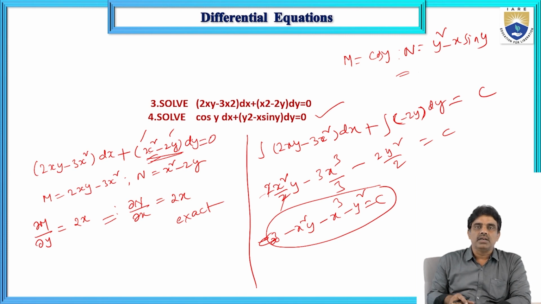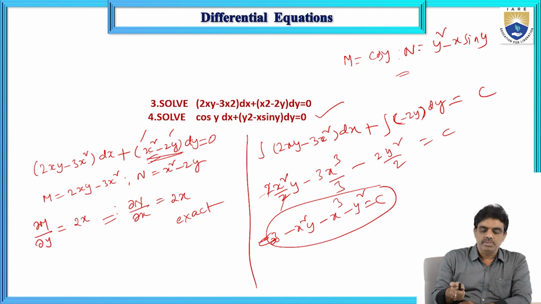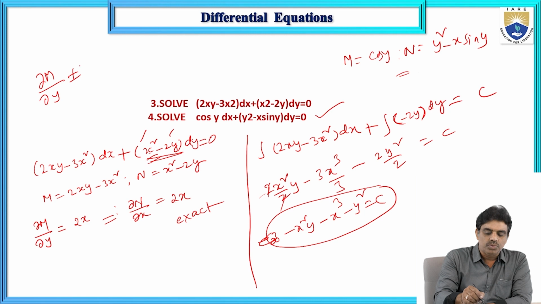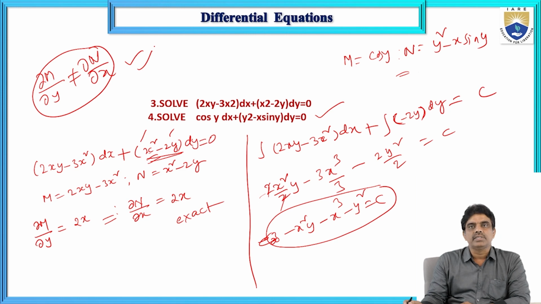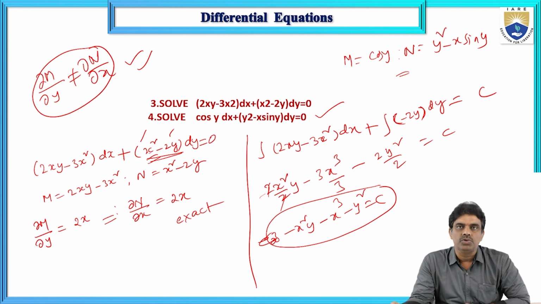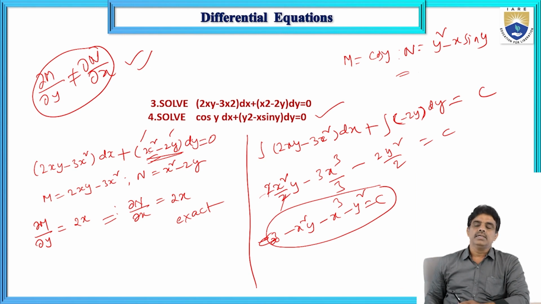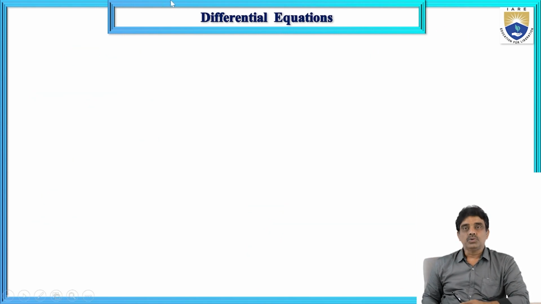Suppose the condition fails, that is, if dou M by dou y is not equal to dou N by dou x, then the condition for exactness fails. That means the given equation is not an exact equation. In that case, what we have to do will be discussed in the next class. These are the few topics which I wanted to discuss in this video.